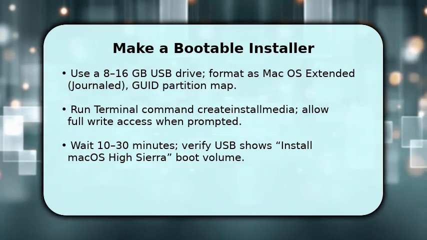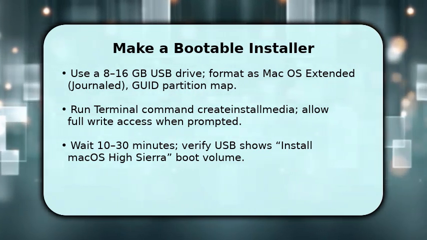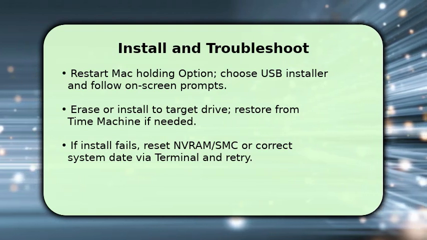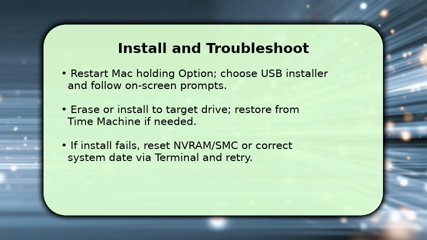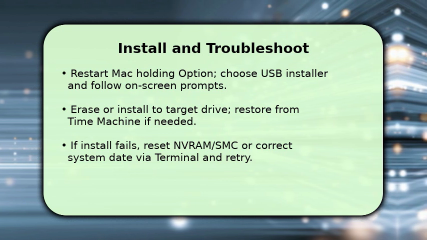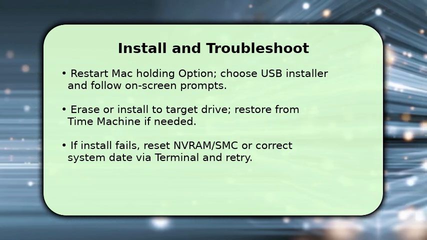You finish by booting from the USB installer. Restart and hold Option, select the Install macOS High Sierra volume, and proceed through Disk Utility if you want to erase or partition before installing. Follow the on-screen steps to install, then restore data from your Time Machine backup if desired.